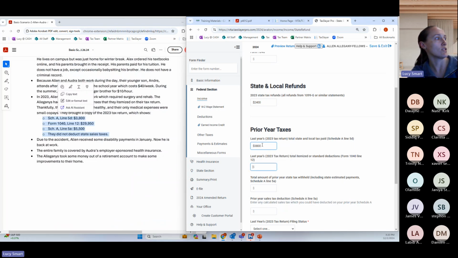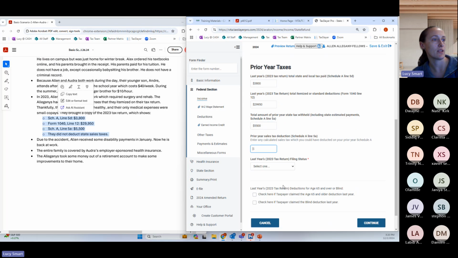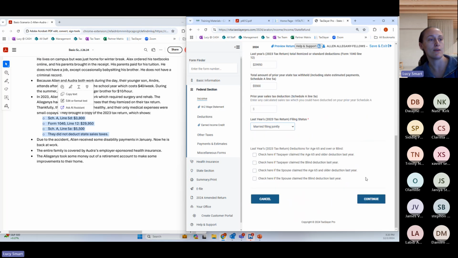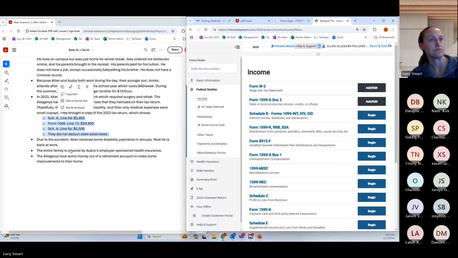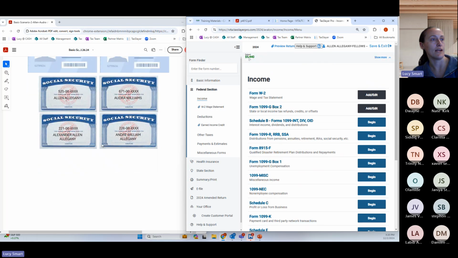Form 1040, line 12, 29,950. Schedule A, line 5A, 5,500. And there was no prior year sales tax deduction. Their filing status last year was married filing jointly. And neither of them were over 65 or blind last year, so we do not need to check these. All right.